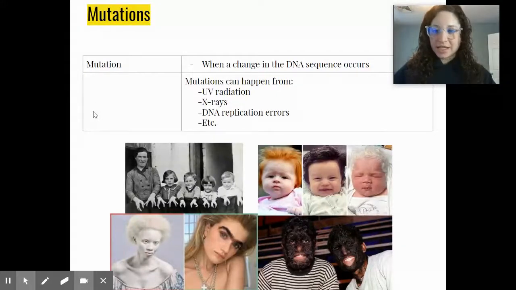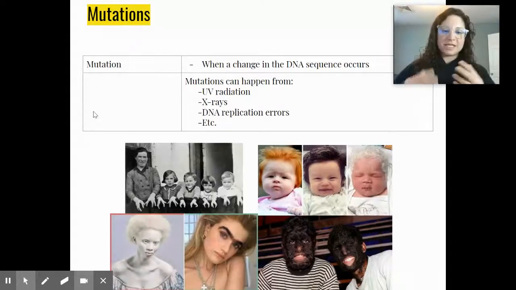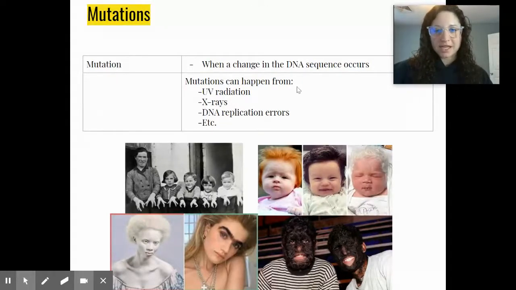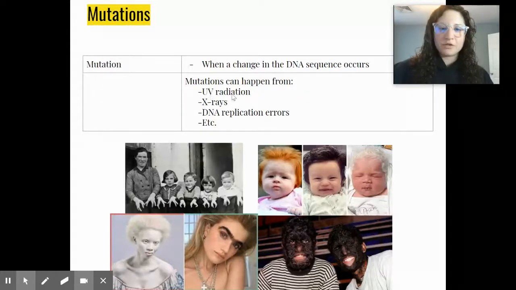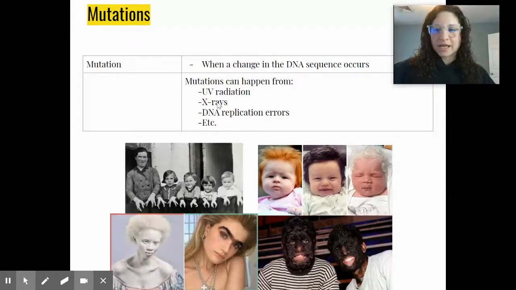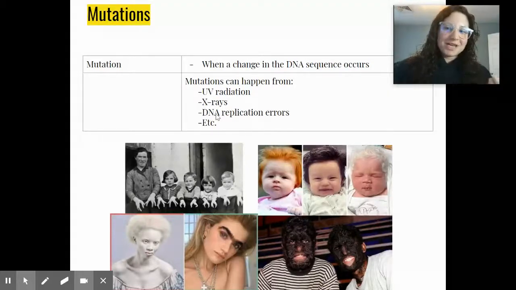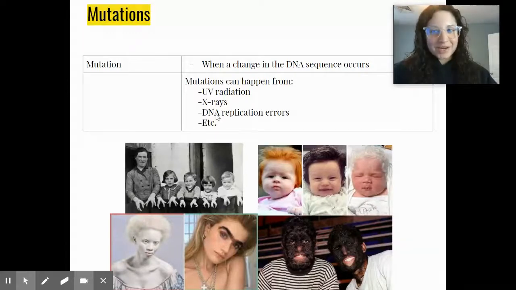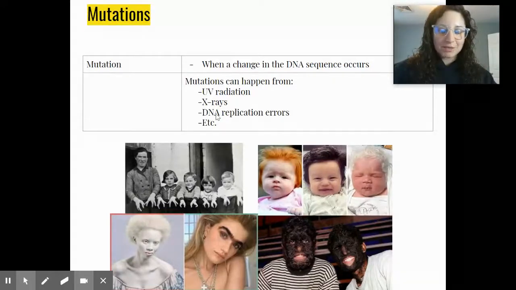Now, these changes in the DNA sequence can come from different places. Things that cause mutations in your DNA are going to be UV radiation, like sunlight when you get a sunburn, and X-rays, if you've ever had to go in to get an X-ray taken of your bones or skeleton. They can also come from DNA replication errors. Remember, every single time you need a new cell made, you need to make a new copy of DNA. Nobody's perfect, and your DNA replication machinery, DNA polymerase, is not perfect either. So every so often, there is a mutation that occurs during the replication process.